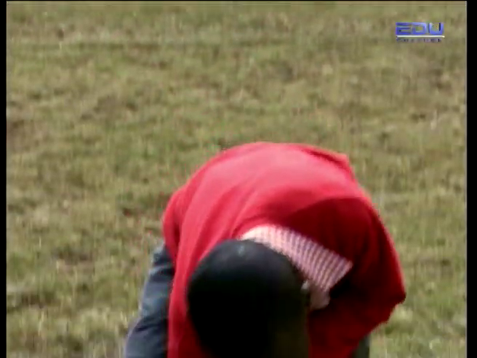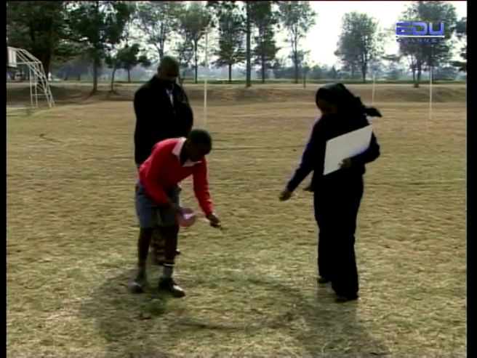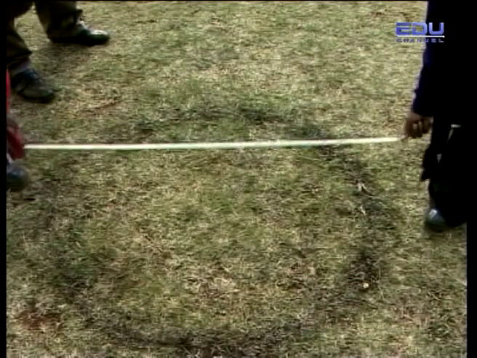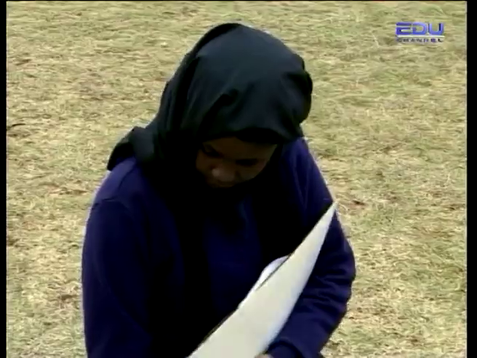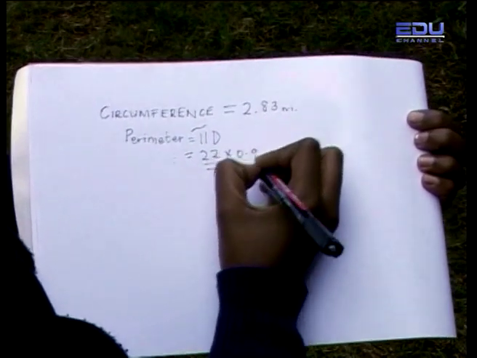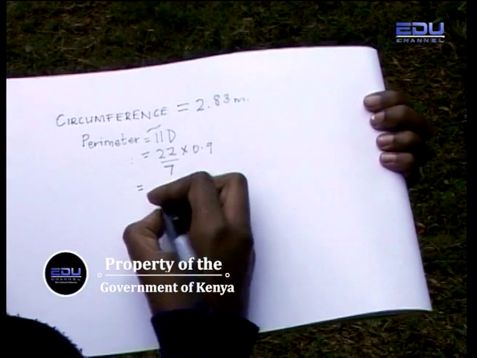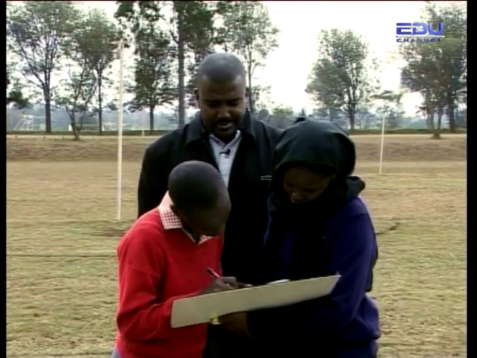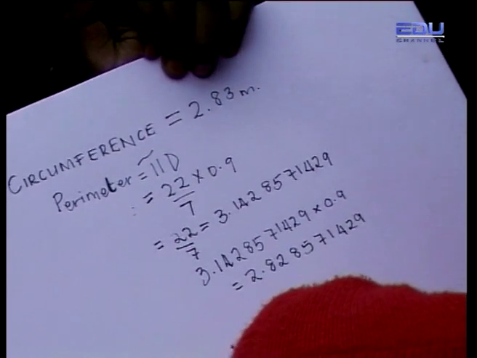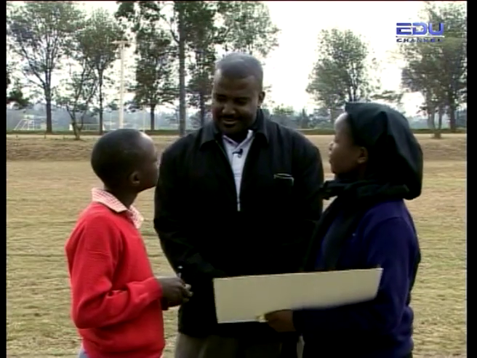Why not? We can measure the diameter of the circle using the tape measure. It is 0.9 meters. Now let's work it out. That's 22 divided by 7 times 0.9. I'll work it out. The answer we got by measurement is approximately the same as when we used the formula. It's very interesting. Well done.